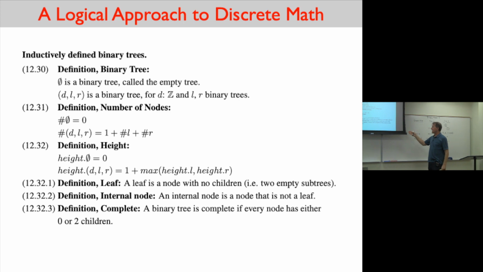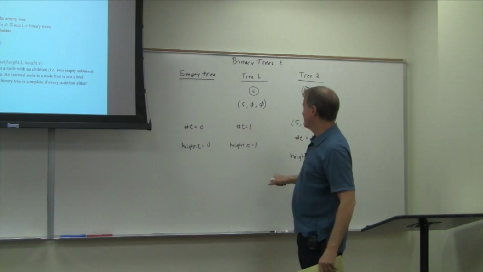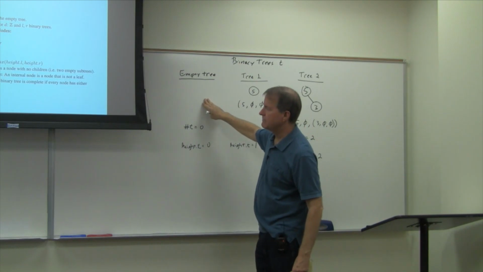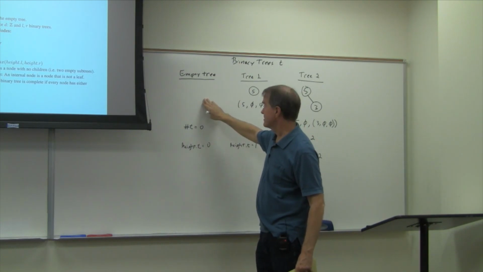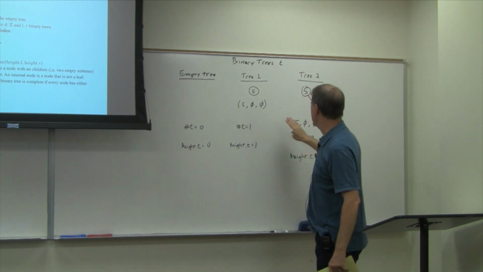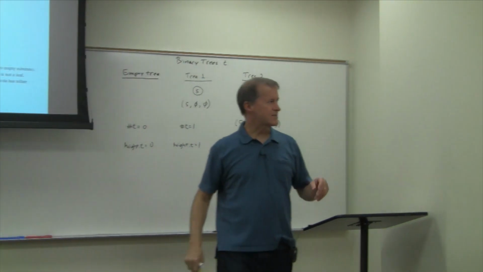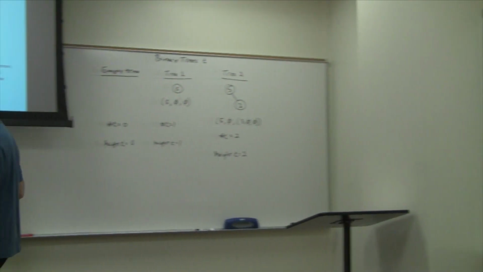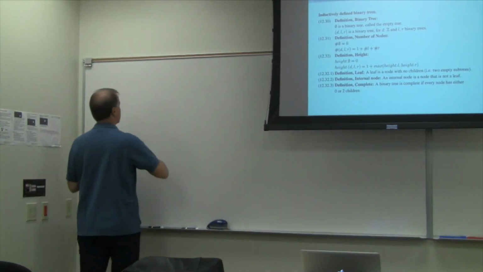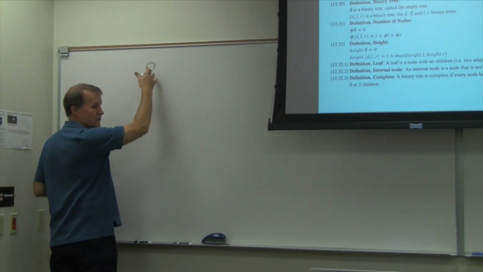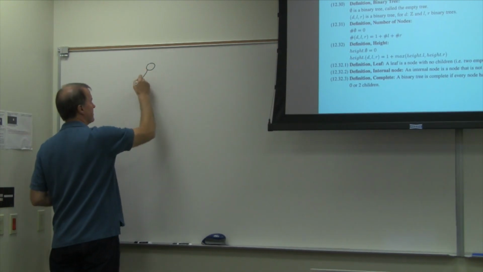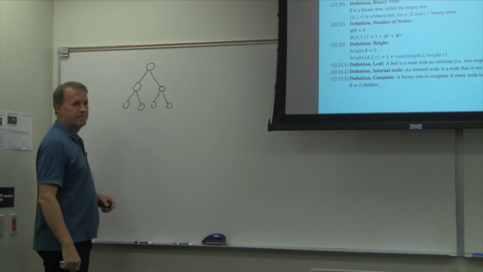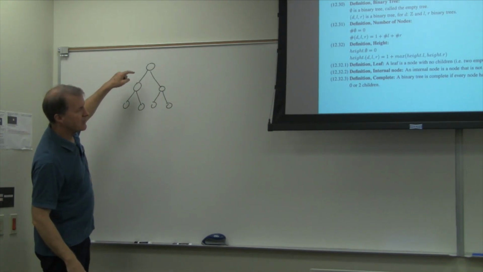And complete. A binary tree is complete if every node has either 0 or 2 children. Is this complete? Yes. Every node has either 0 or 2, yeah, this is complete. Is this complete? Yes. Is this complete? No. Is this complete? No. So let's draw another interesting complete tree. I won't bother to put the values in because it just depends on the shape. Is this complete? Yeah, because every node has either 0 or 2.